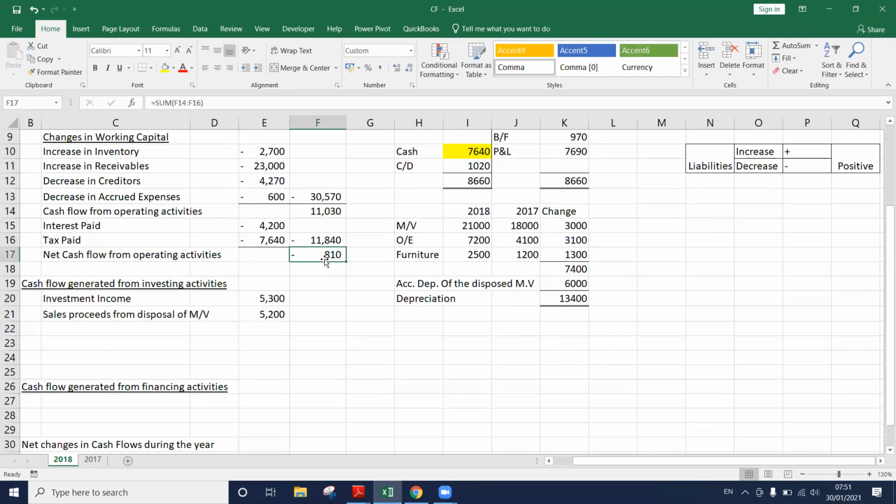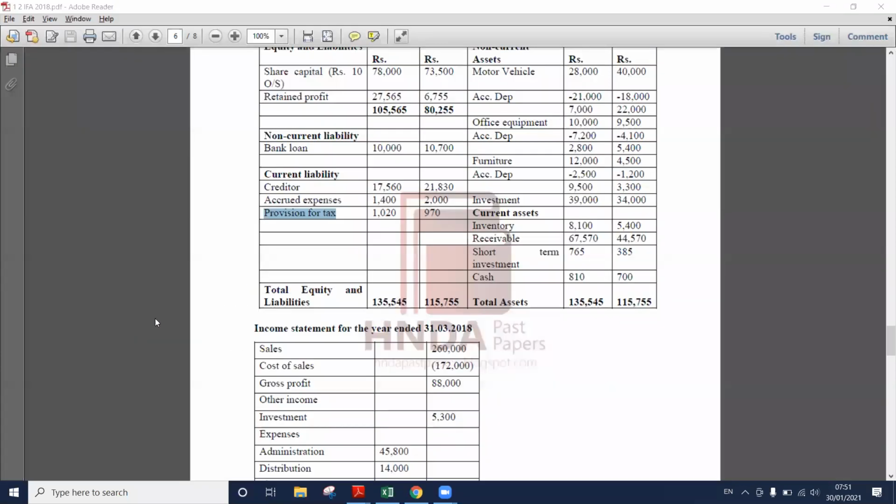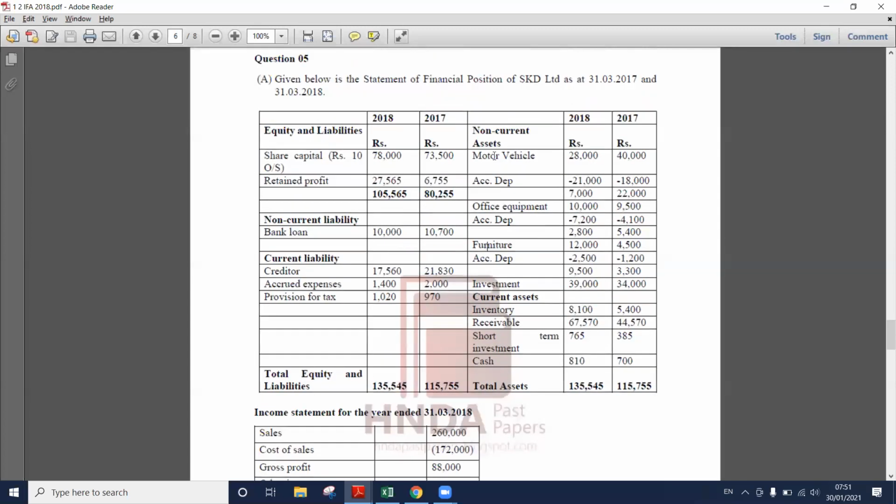We have analyzed in your fourth year, right? Minus 810. Okay, now what we need to do? See here, motor vehicle. What has happened to the cost? In 2017, the cost was 40,000. In 2018, it has been, right, reduced to 28,000.